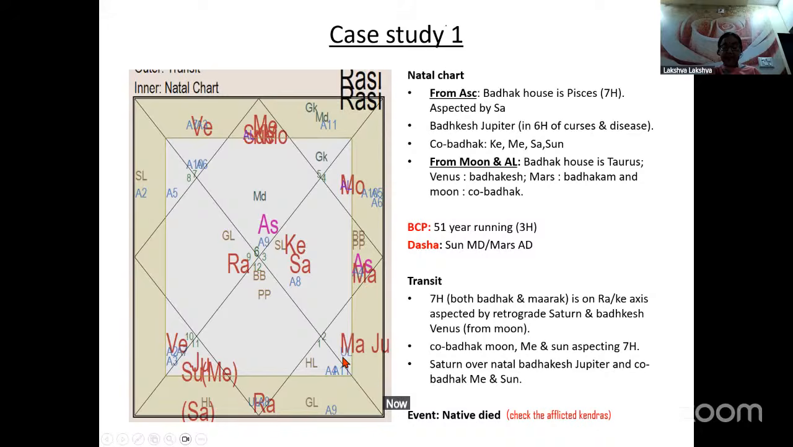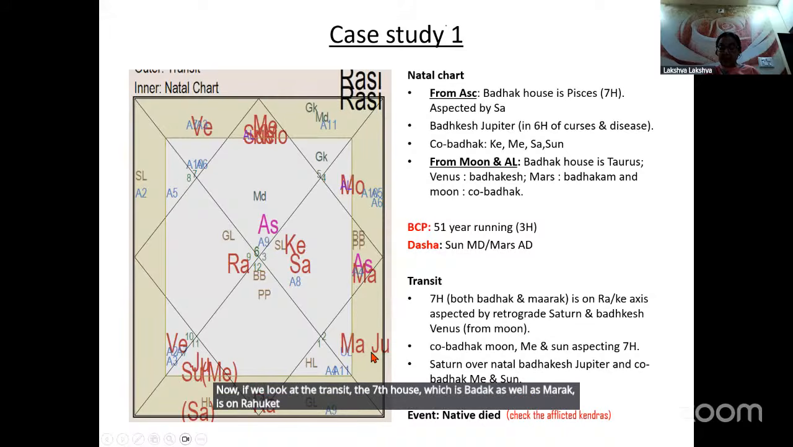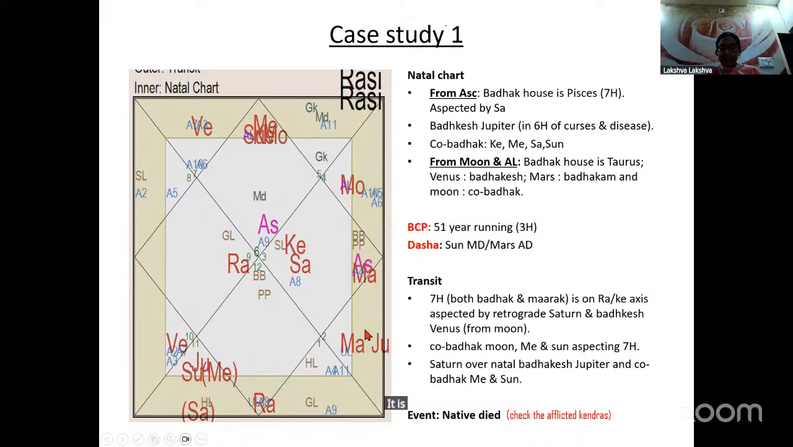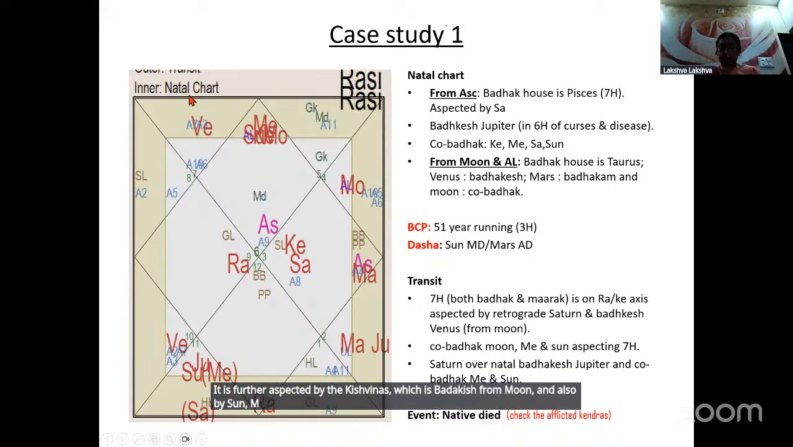Now, if we look at the transit, the seventh house, which is Badhak as well as Marak, is on Rahu Ketu axis. This is also getting aspect of retrograde Saturn, aspect from the previous house. It is further aspected by Badhakesh Venus, which is Badhakesh from Moon, and also by Sun, Moon, and Mercury, which are co-Badhak.